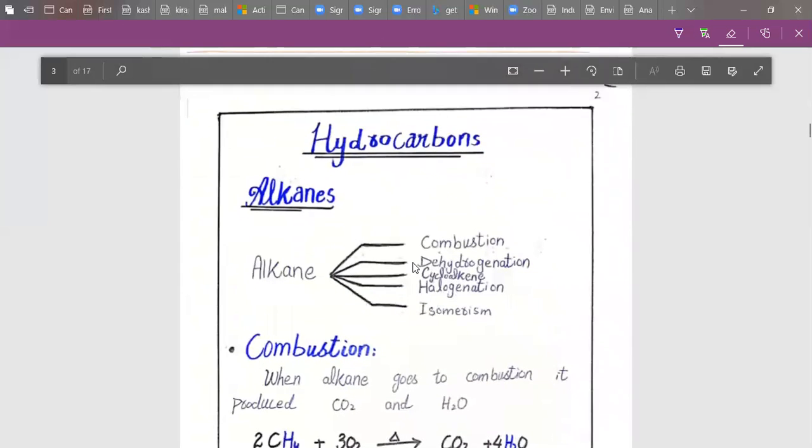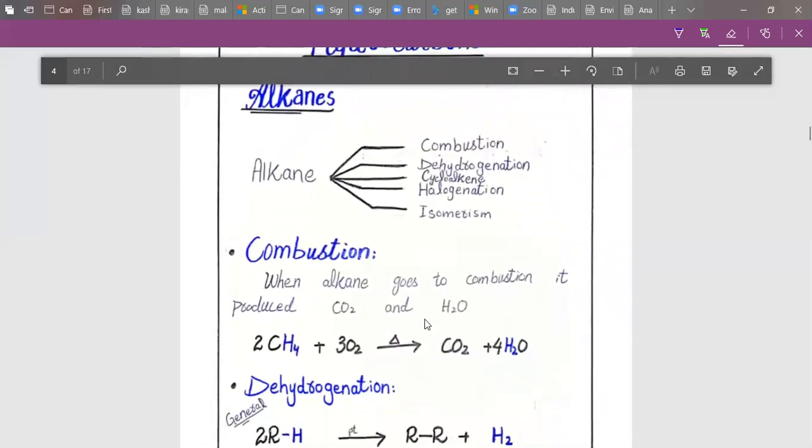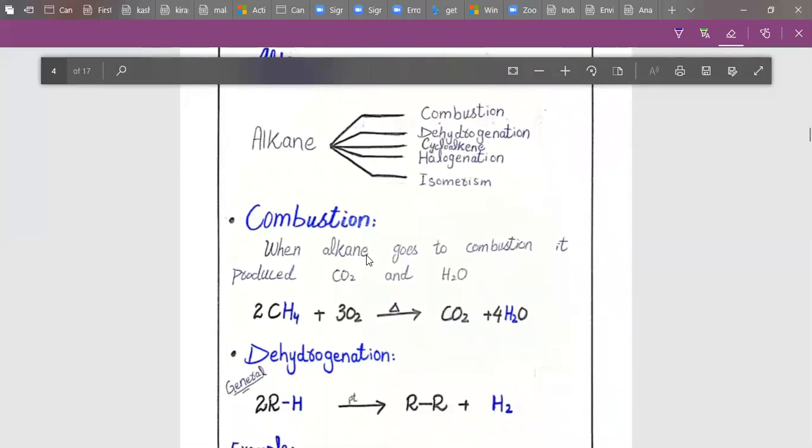First of all, I can discuss oxidation in hydrocarbons. We take an alkane. The alkane undergoes combustion, dehydrogenation, cycloalkene formation, halogenation, and isomerization reactions. First of all, I tell you about the combustion reaction. When alkane comes to combustion, it produces carbon dioxide and water.